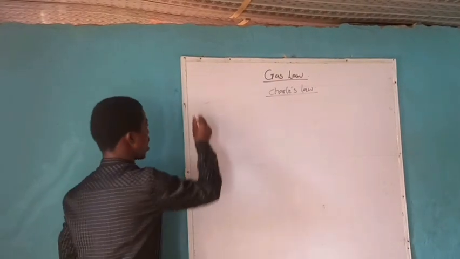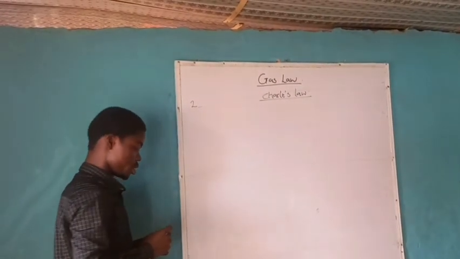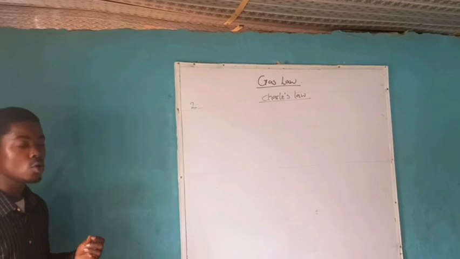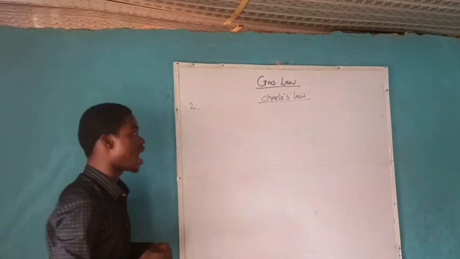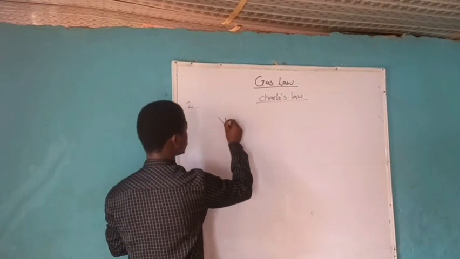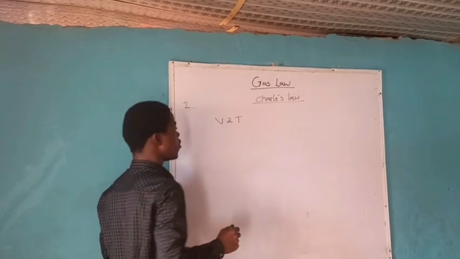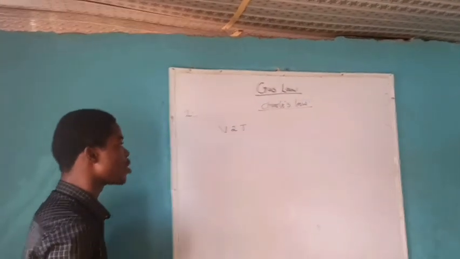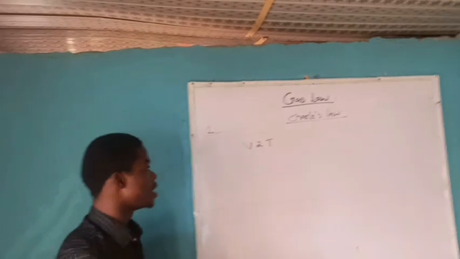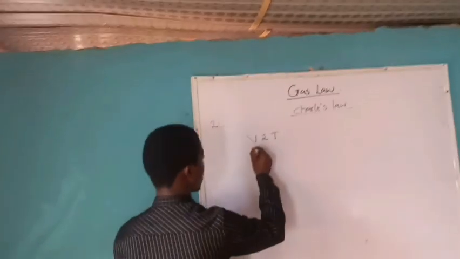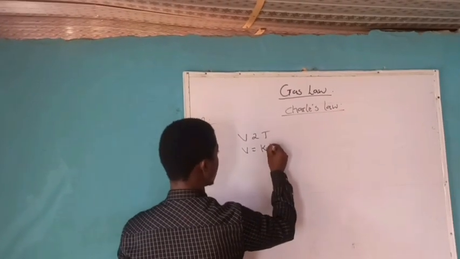The second law we're talking about is Charles's Law. Charles's Law states that the volume of a given mass of gas is directly proportional to the temperature. The volume of a gas is directly proportional to the temperature in Kelvin. And then, if I introduce a constant, I'll have V equal to KT.